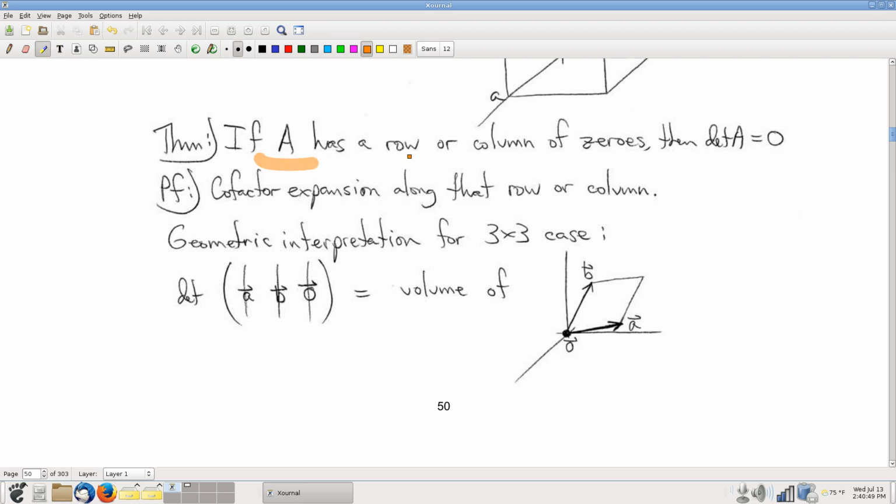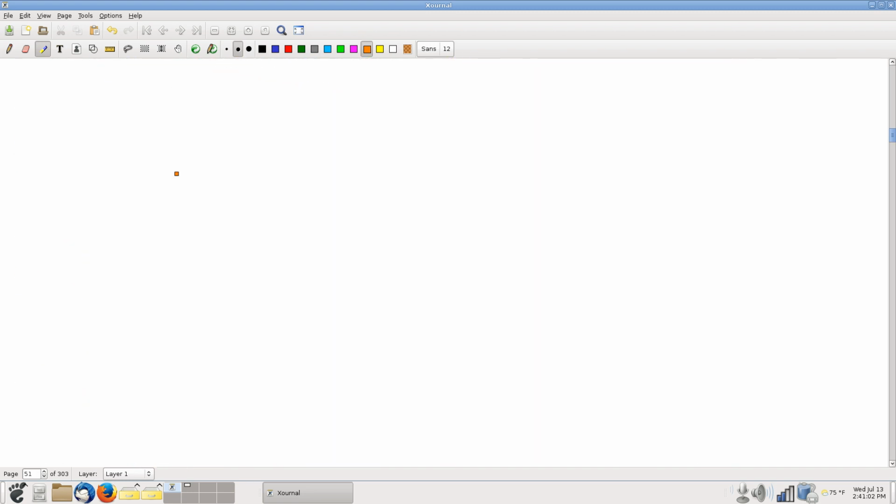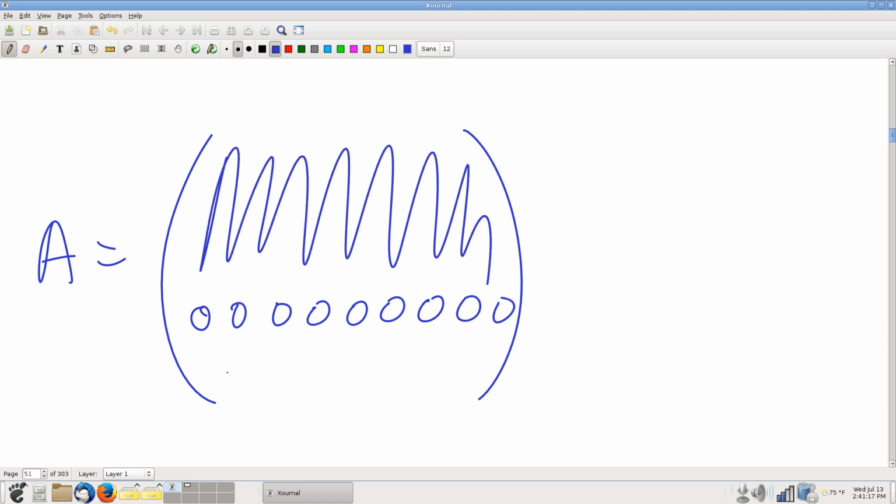All right, another nice fact. If you have a matrix that has a row or a column that's all zeros, the determinant of that matrix is 0. Easy to prove. Just do a cofactor expansion along that row or column. Suppose we have a matrix A, and suppose, let's say, that this row is all zeros, with all kinds of who knows what up here and down there.